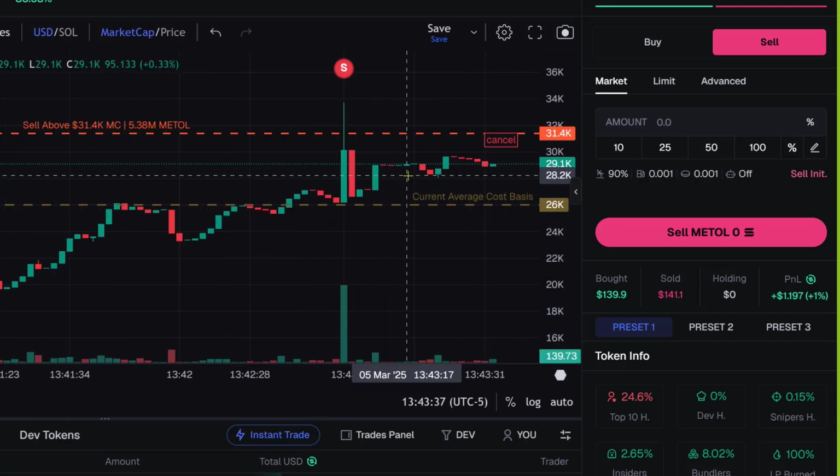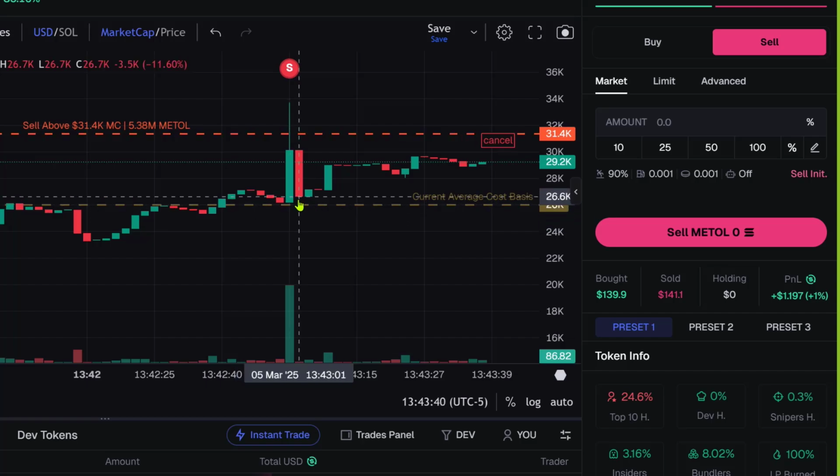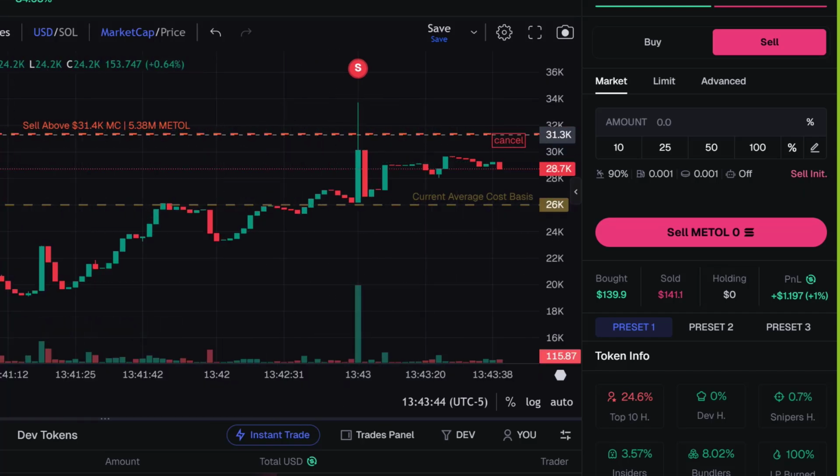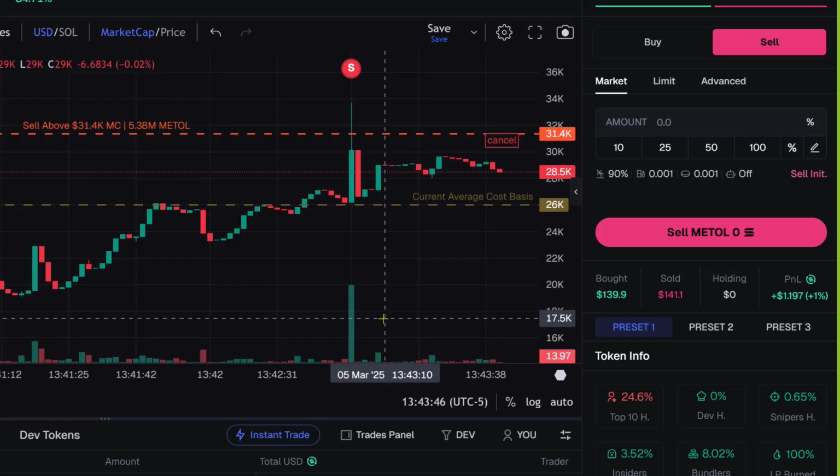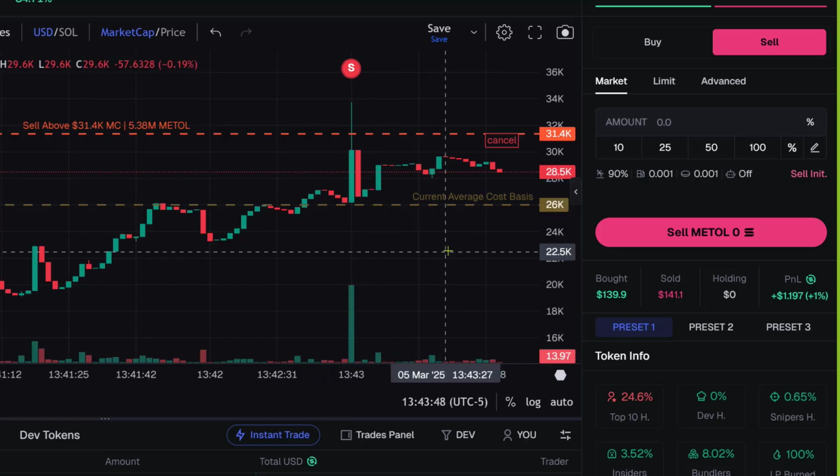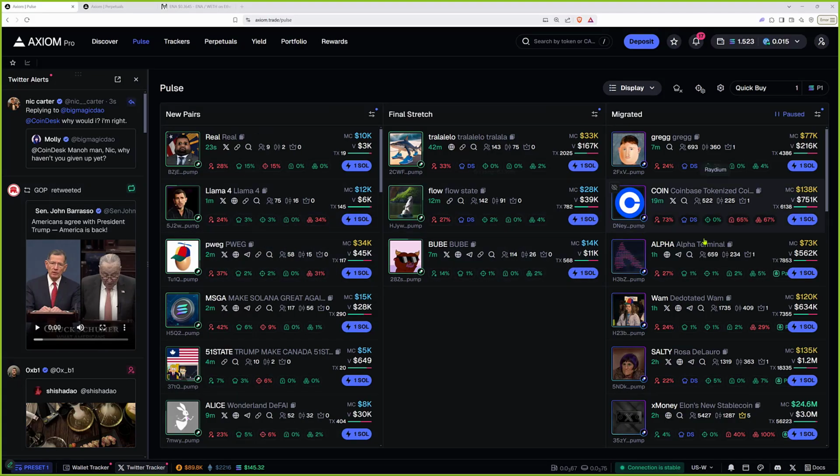But look at this. Do you see this candle right here? This buy, boom, boom. This is my sell limit. We would have triggered that order. And I literally pressed the sell button about half a second before that. It's okay. We move on.